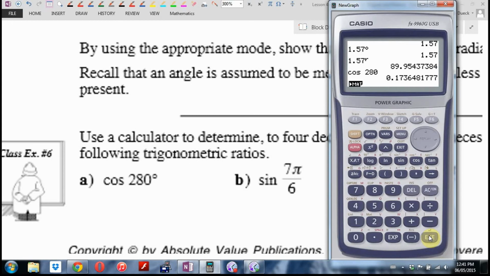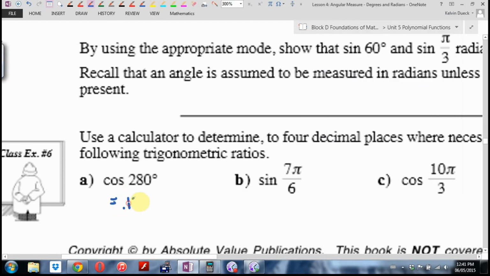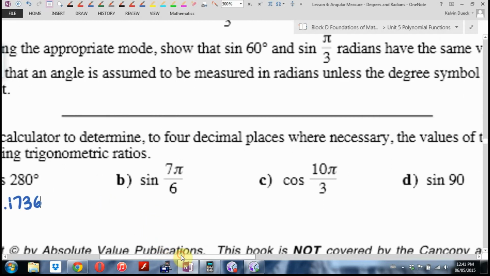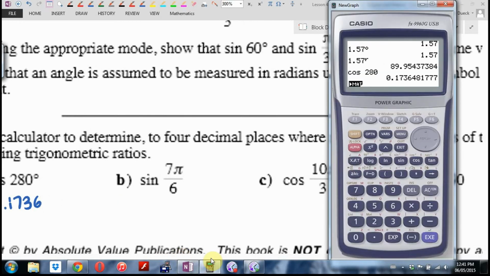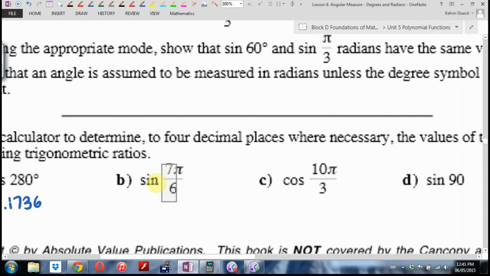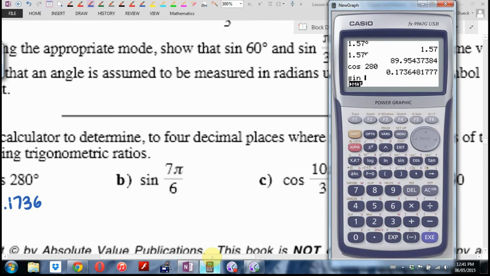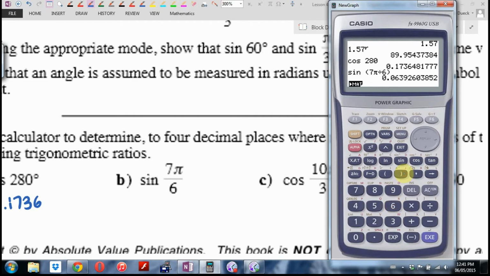0.1736 has to go to 4 decimal places. Is that okay, Brianna? I want to find the sine of pi by 6. I'm telling you, if you went sine of, first of all, you notice how there's more than one number here? What does that mean, physics humans, if there's more than one number? Brackets. If I do this, bracket 7 pi divided by 6, right now, that's wrong, because it did it in degrees.